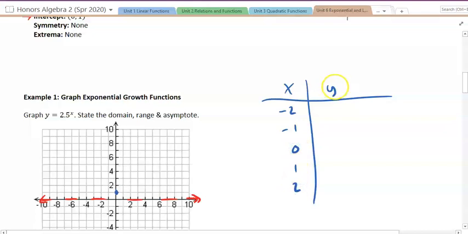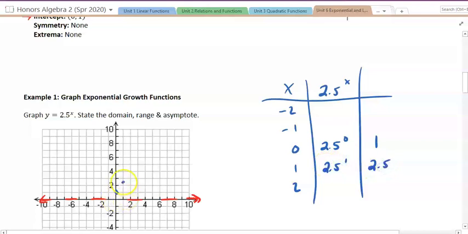Watch what happens with these points here. And I plug this into 2.5 to the x. Well, 2.5 to the 0 is equal to what? Remember that anything to the 0 power is equal to 1. Hence why that y-intercept is at 1. And remember that anything to the first power is itself. So I'm going to get 1 and 2.5. So I'm going to get a point there.